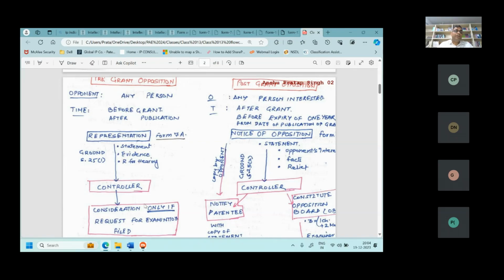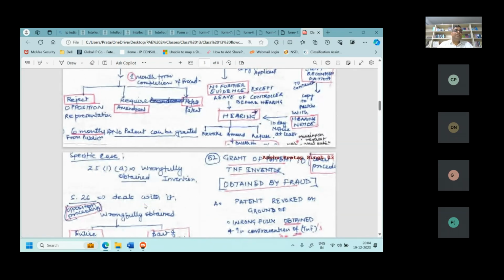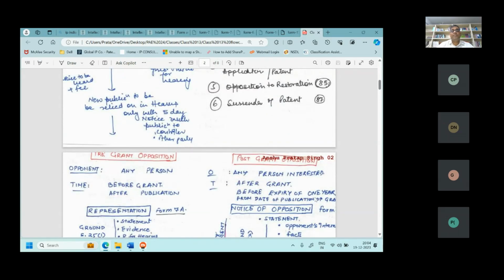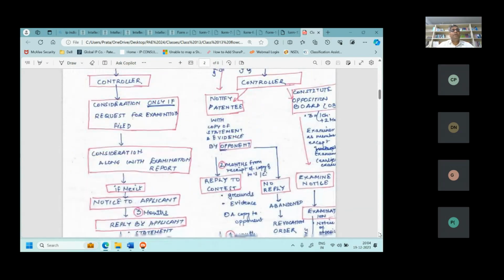After controller has seen this, if he has received a request for examination, only then will he consider this. So after publication, you can file it, but request for examination should be filed before this is considered. Otherwise, your opposition does not make sense, right? There is no need to consider it. This is common sense. So that will be considered only if the request for examination is filed.